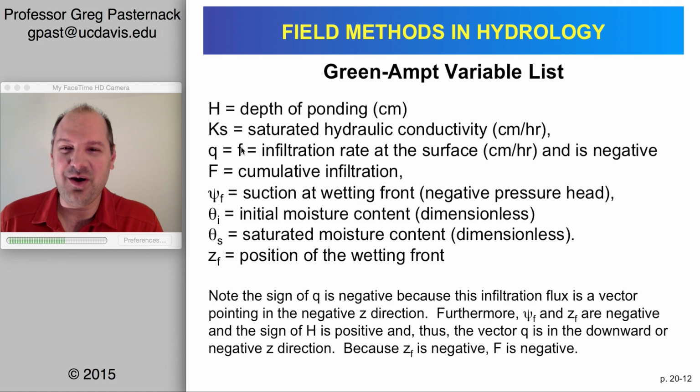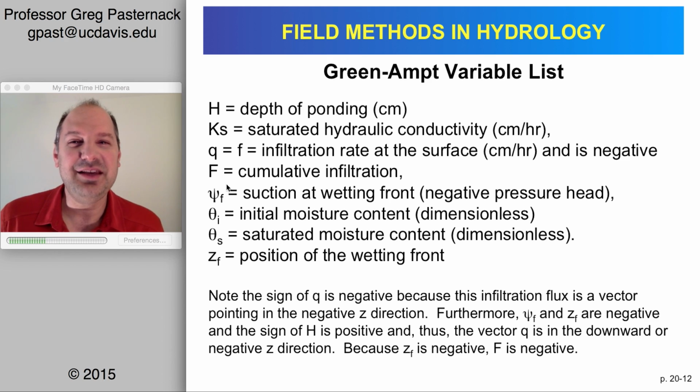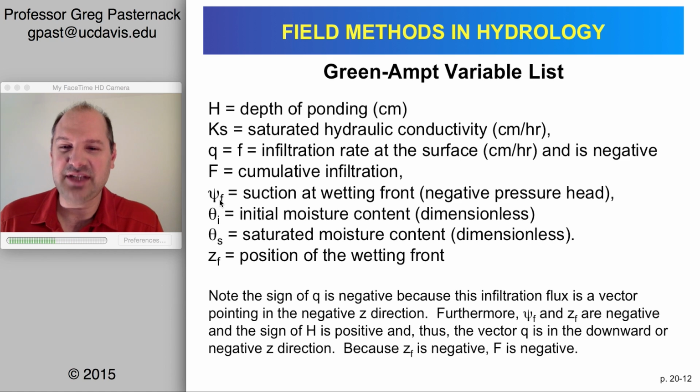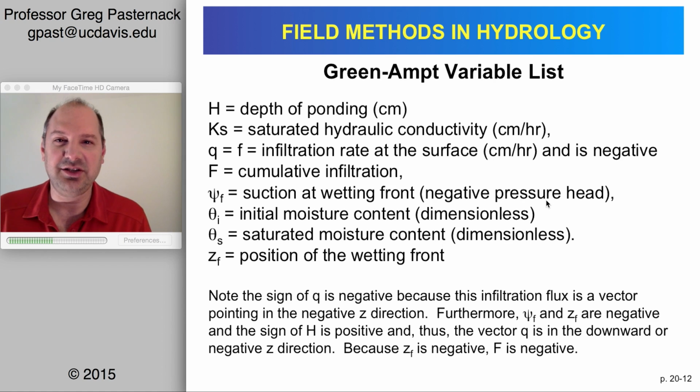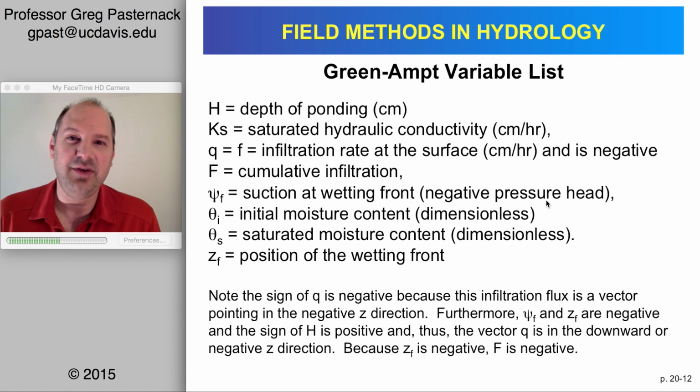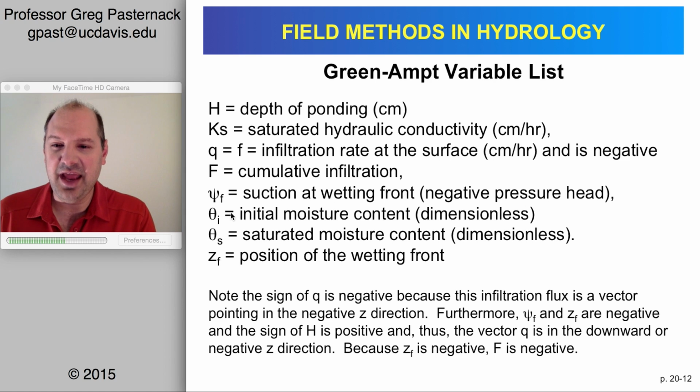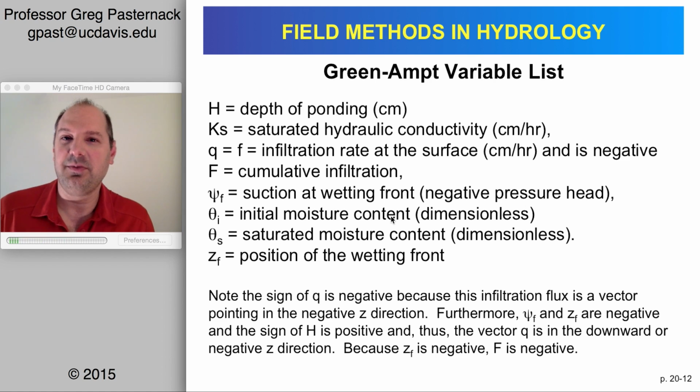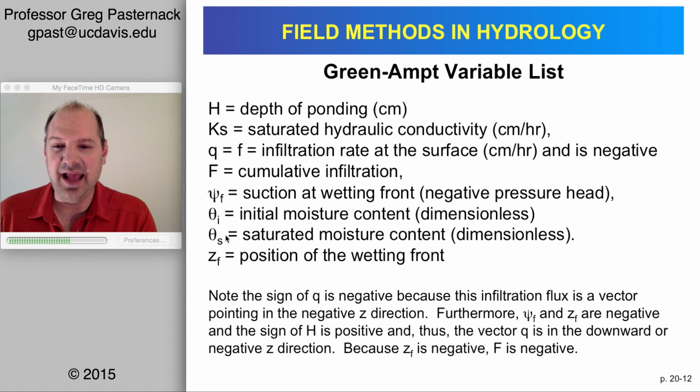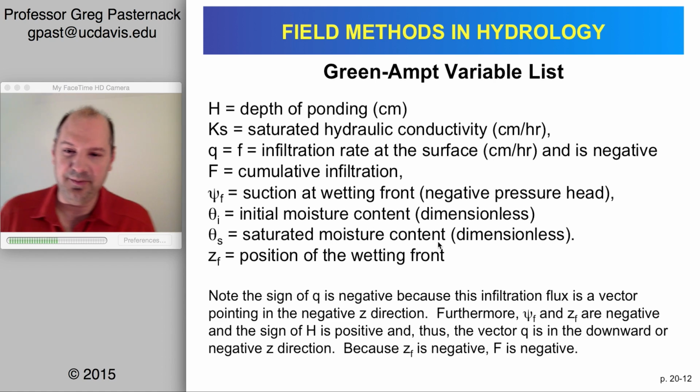And so little f is going to be infiltration rate, and big F is going to be cumulative infiltration. Now we hit the other ones I've already shown you. Psi F, suction at the wetting front. It's going to be a negative number because matrix potential is negative relative to atmospheric pressure. Theta I, initial moisture content before infiltration took place and further down below the wetting front. Theta S is the saturated moisture content. And then ZF is the position at the wetting front.